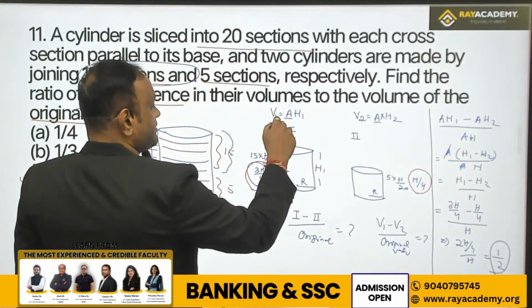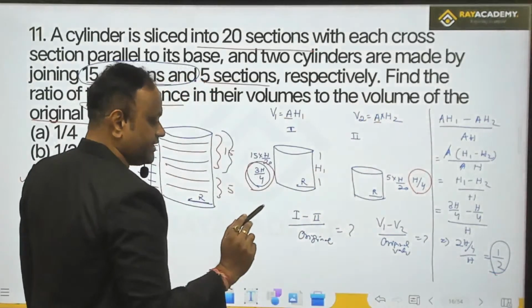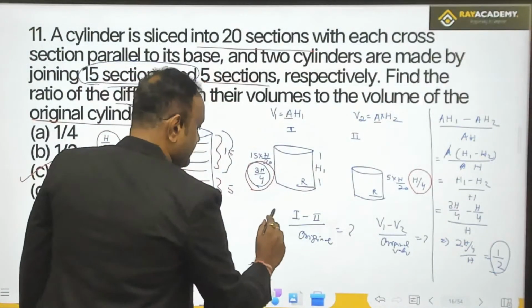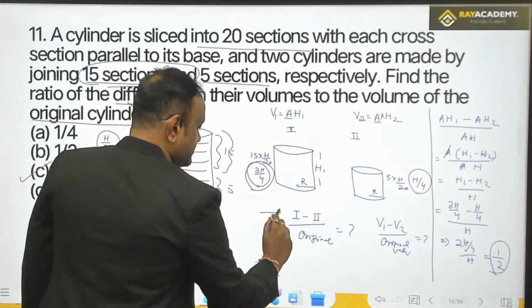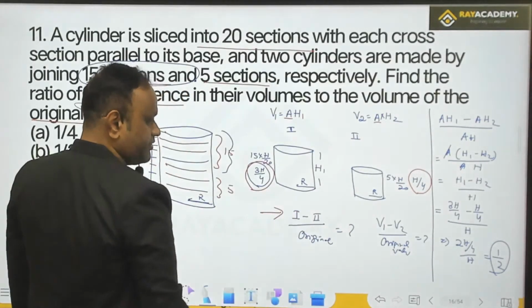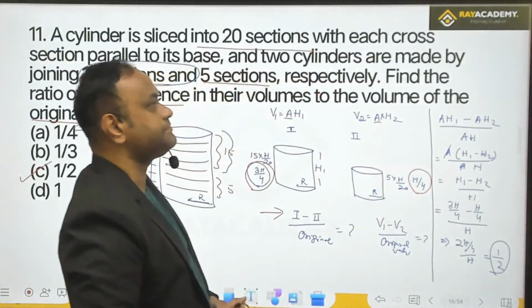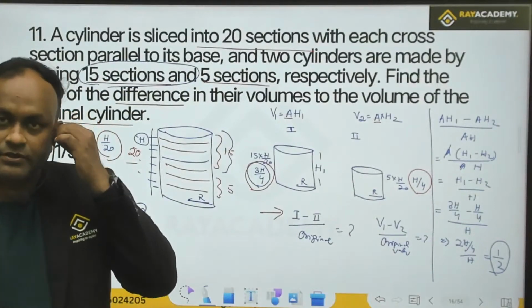Volume 1 of the first cylinder is A into H1. Volume 2 of the second cylinder is A into H2. The question is asking for the difference divided by the original volume. That is cylinder 1 volume minus cylinder 2 volume, divided by the original cylinder volume. Then you put in the formula and you get the answer. Is it clear? Okay.